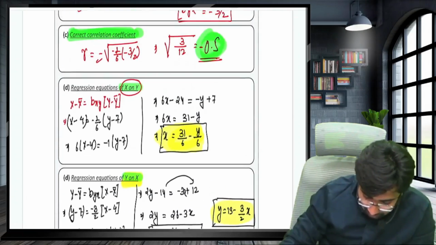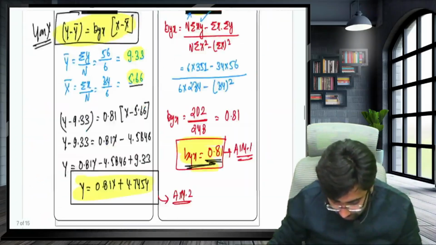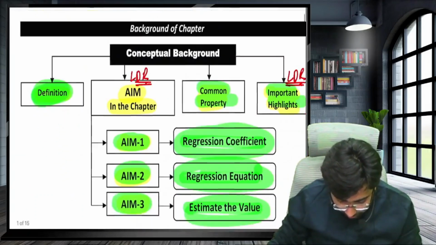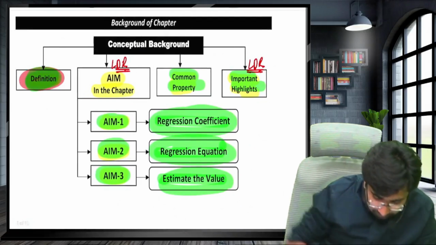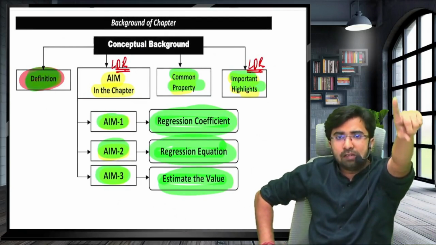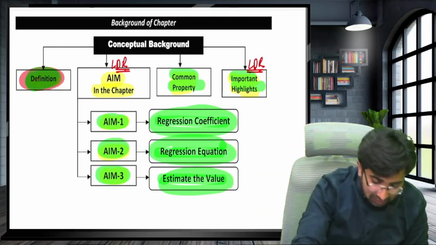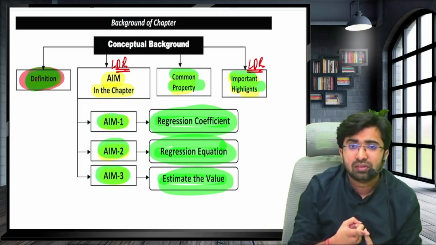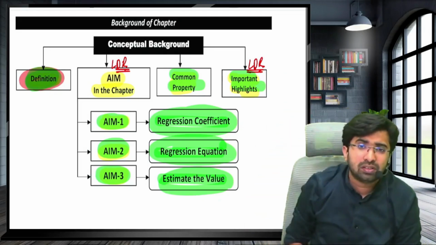Guys, now we have successfully solved all the concepts. Let's come towards the background. Now, just give me a checkpoint whether you are clear with all the things or not. What is the definition of regression? What do you mean by regression? Regression means estimating the value of one variable when the value of another variable is given. This is my final aim. But can you achieve this aim without constructing the regression equation? Can you construct the regression equation without the regression coefficient?